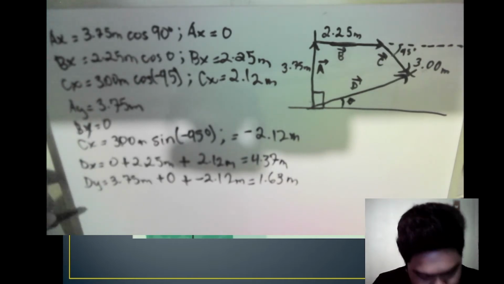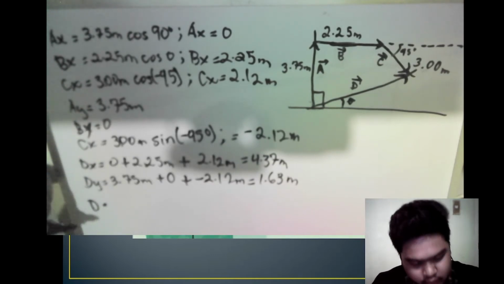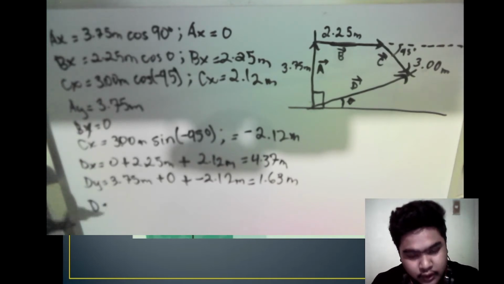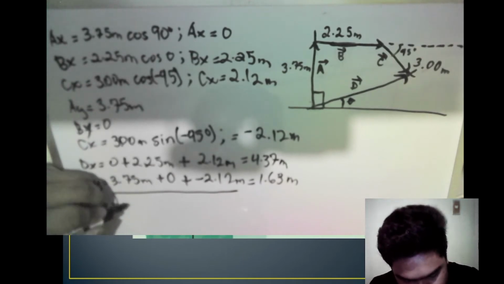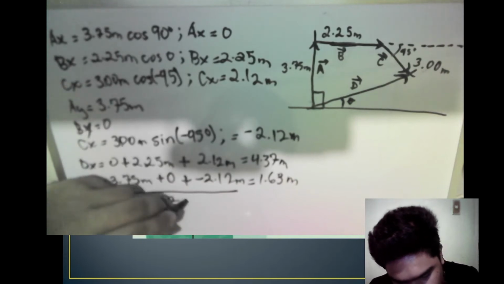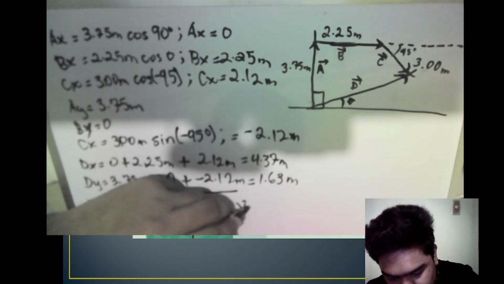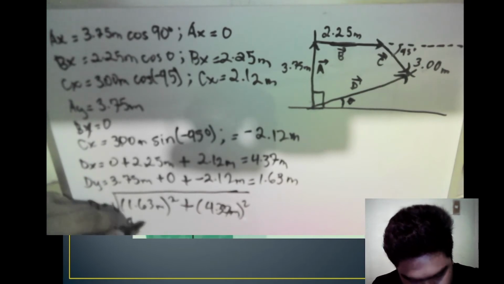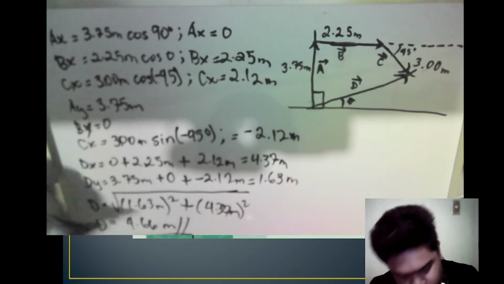Ngayon po, pwede na po natin makuha yung magnitude D. So, for the magnitude, D equals to square root of dy squared plus dx squared. So, substitute na lang po natin siya. For the dy, we have 1.63 meter squared plus 4.37 meter squared. So, for the answer, we have 4.66 meter. So, ito po yung magnitude ng D.